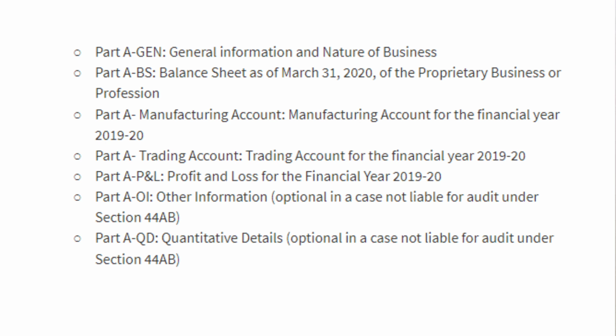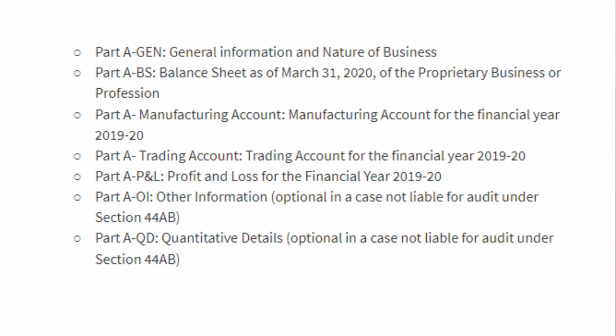In case you are an entity which is carrying out manufacturing, then you need to fill in the manufacturing account. Then you need to fill in the details of your trading account of your business, the details of your purchases and sales, and you have to fill in your profit and loss account, that is, the details of your expenses and other business incomes. You have to fill in the other information sheet.